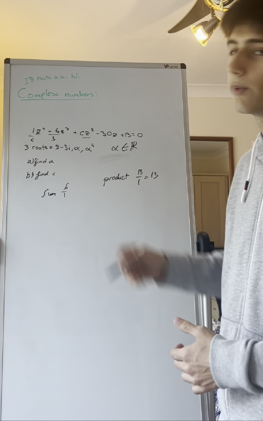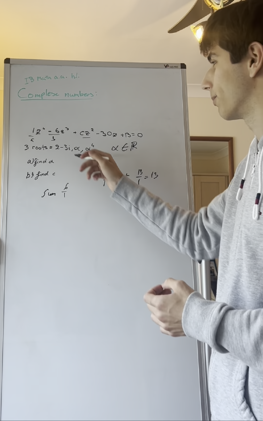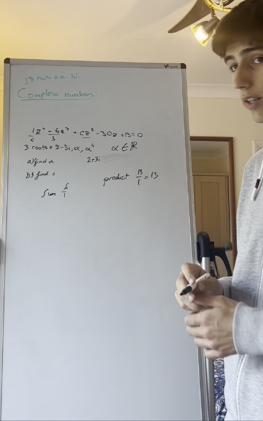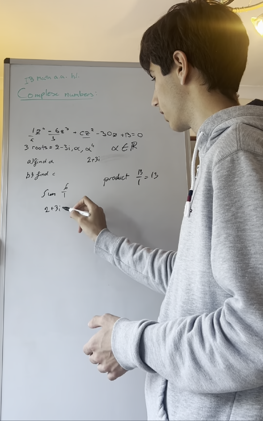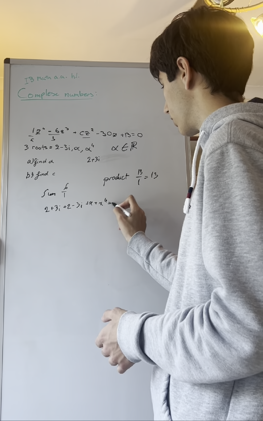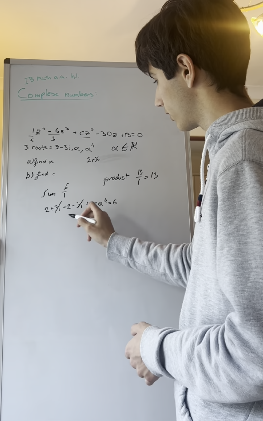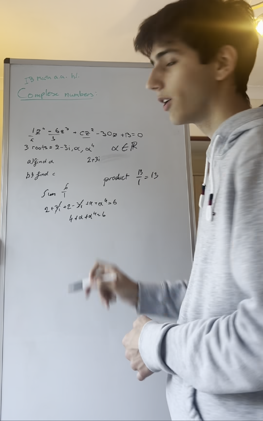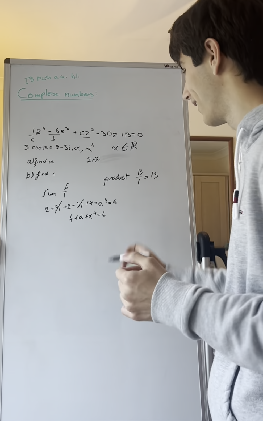So the sum, also we need to find the 4th root, right? And the 4th root, we can just use the conjugate of the complex root. So the 4th root is 2 plus 3i. And the sum is going to be 2 plus 3i plus 2 minus 3i plus alpha to the 4th. It's also going to equal 6. And so we can get rid of these, and we got 4 plus alpha to the 4th equals 6. And wait, I forgot to give you time, but you can pause now and have a go at that.